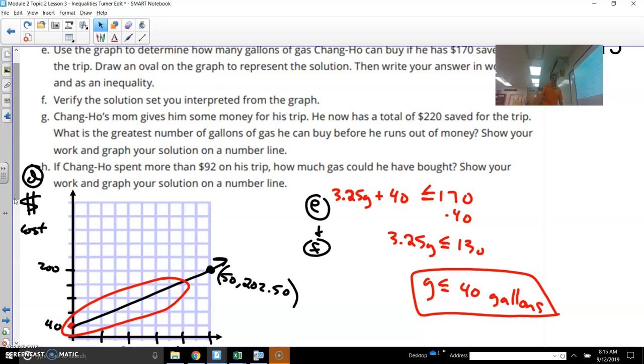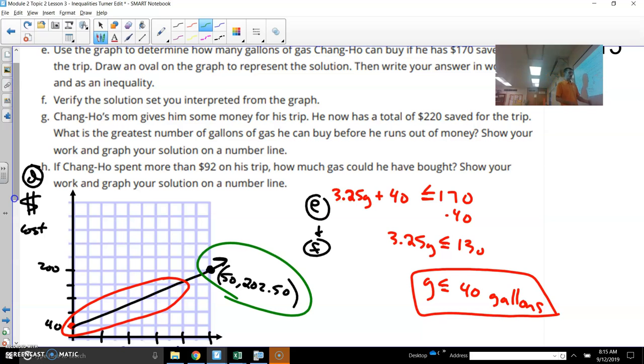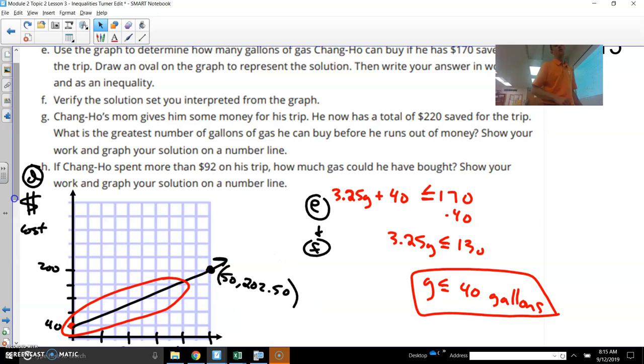And then instead of trying to go up 3.25 and over 1, I thought, well, let's just go to the very end of the graph and plug in like 50 gallons of gas and see what that costs. And that ended up being $202.50. So that allowed me to basically just find another point way down the way, and then I can just draw the graph matching those points, and then it gives me all the other points that I need.